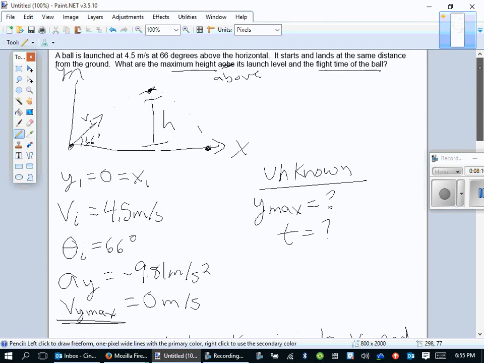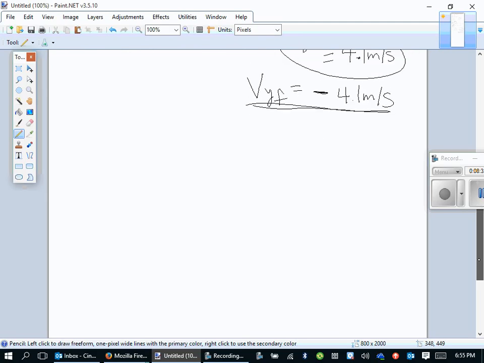Wait a second. At that maximum height, my final velocity is 0. That's what I need to use here. 0 right here. I have my initial in the y direction, my final, and my acceleration is negative 9.8. Those are the pieces of data I'm going to use.